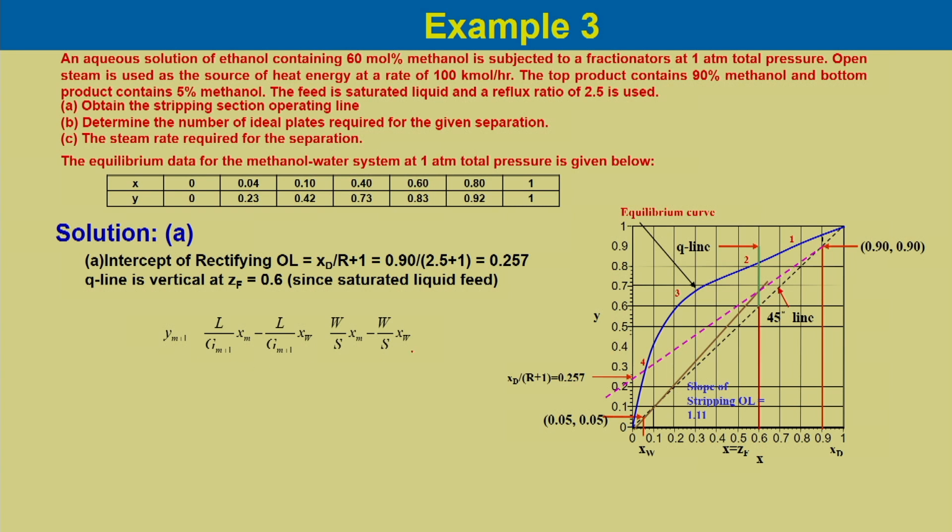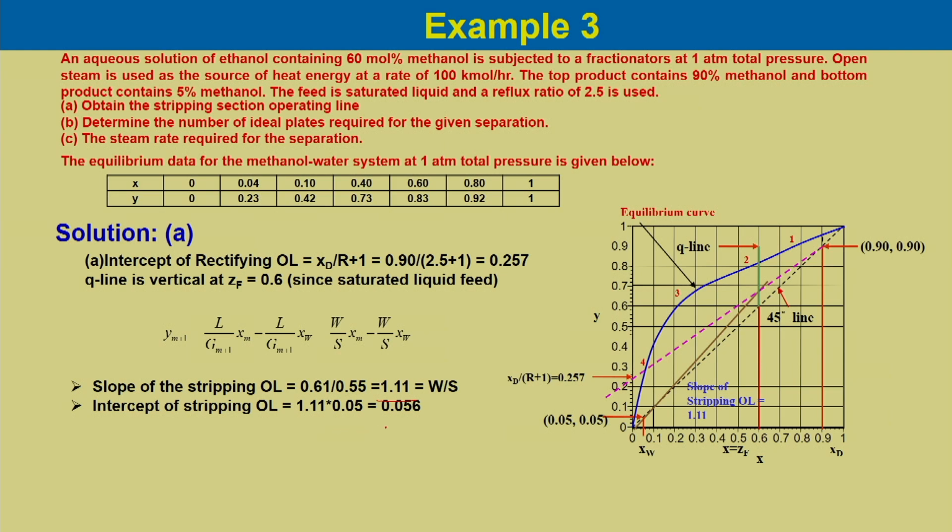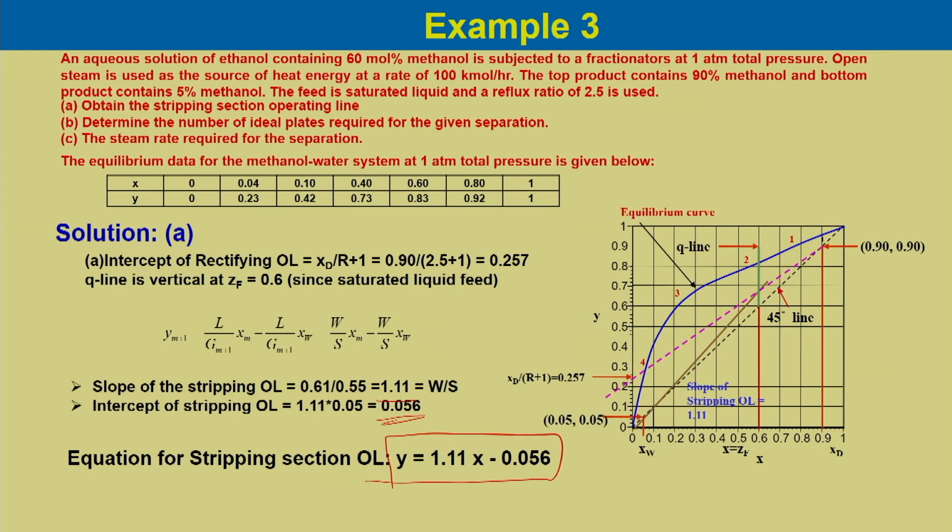And this is the equation for the stripping section operating line. The slope of the operating line we can calculate as 1.11, and the intercept is 0.056. So, the equation for the operating line for the stripping section would be y equals 1.11 x minus 0.056. So, this is the equation for the stripping section operating line.